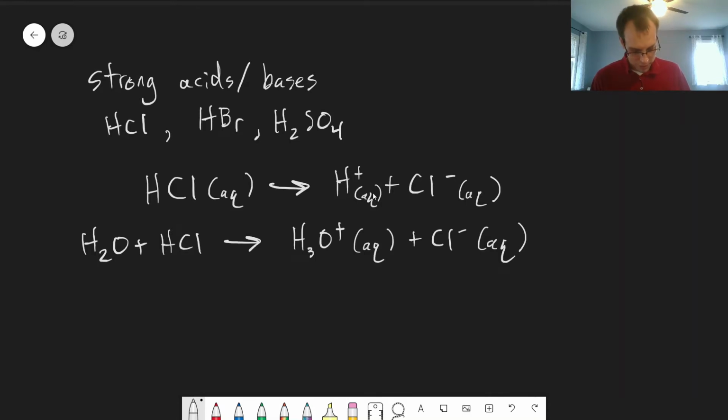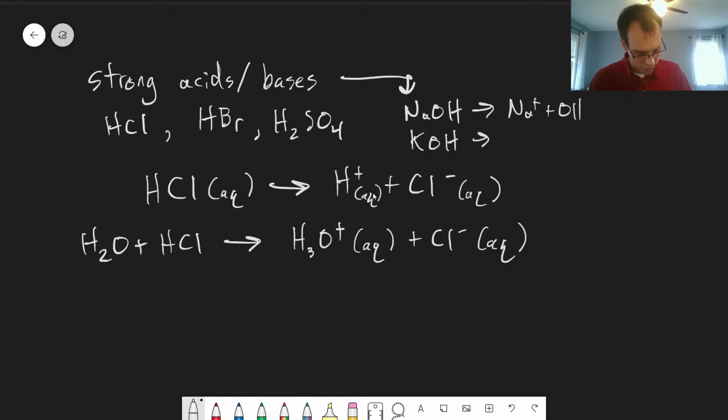Same thing with strong base. A strong base is something like sodium hydroxide, which is the base we're going to be using in this experiment, potassium hydroxide. These as well completely dissociate into the constituent ions. So this is a strong base. We produce that much hydroxide ion directly. Okay, so that's pretty straightforward.